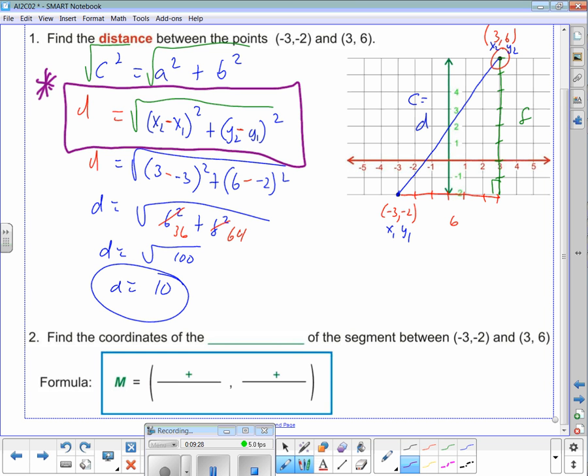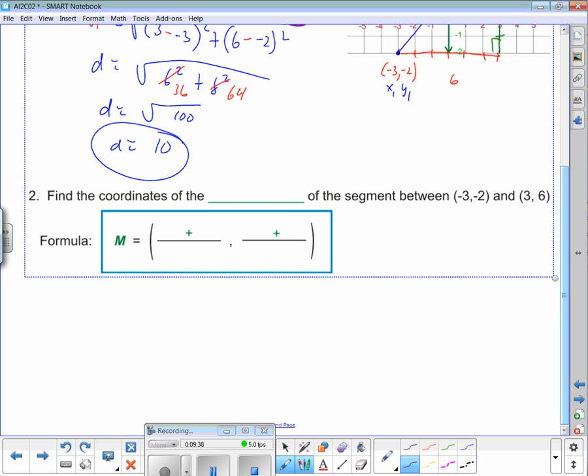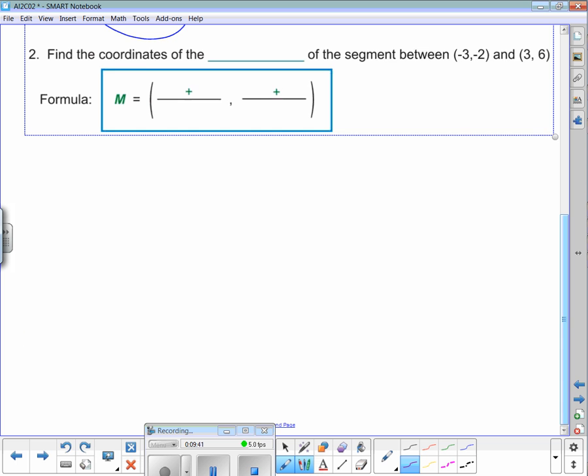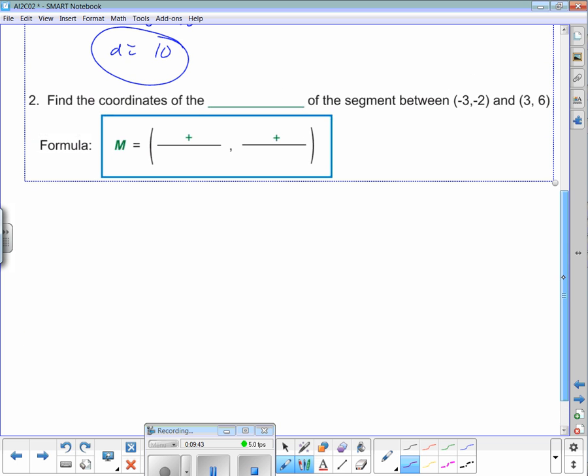It's not supposed to be. Just be careful with your roots and stuff. You'll always get a positive value because distance is always positive. So you're always going to end up with a positive value when you're done. And that's because you're squaring things before we take the square root. Any questions on that? Distance.